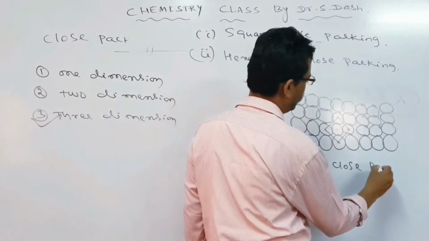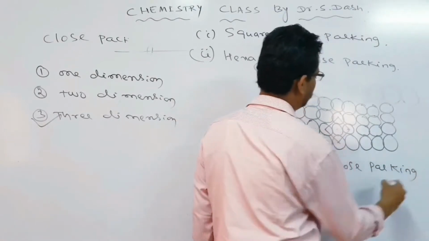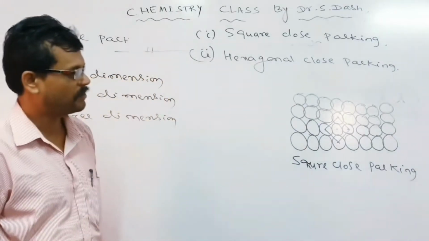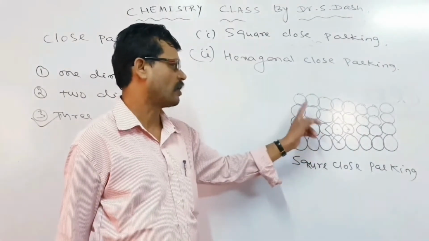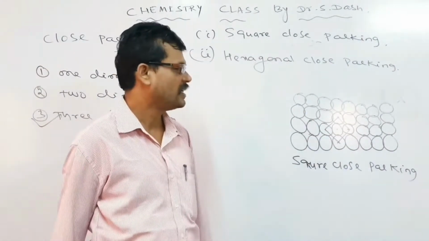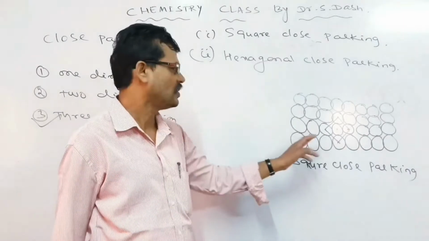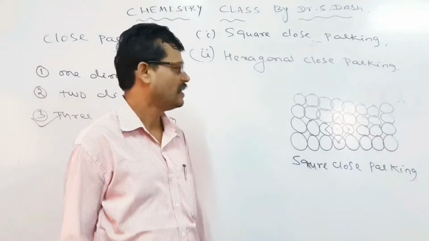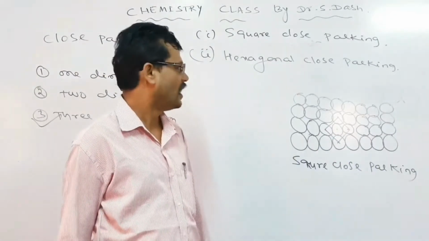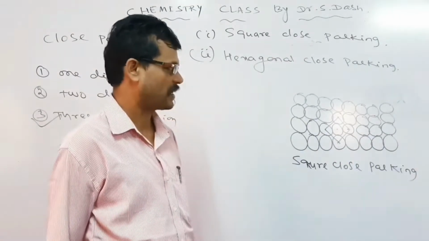In square close packing, we see that many empty spaces are formed. That's why in this type of packing the efficiency is very low, because many spaces or voids are left over. This is known as square close packing.